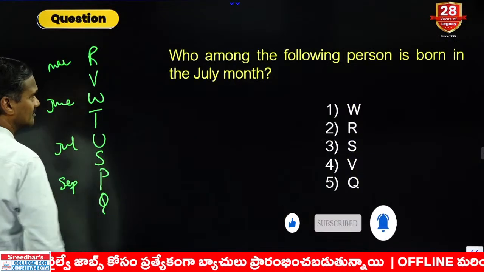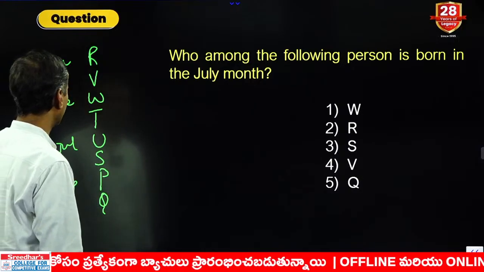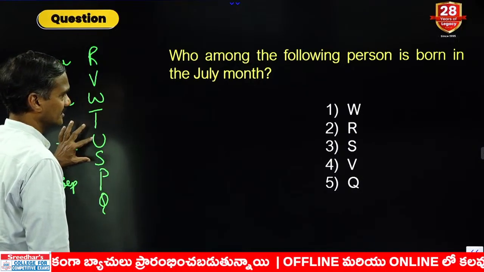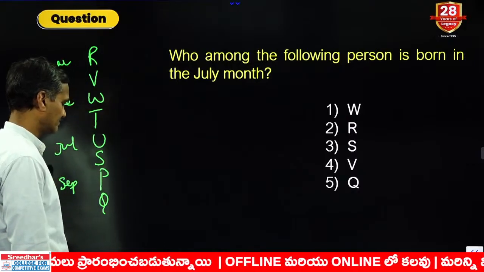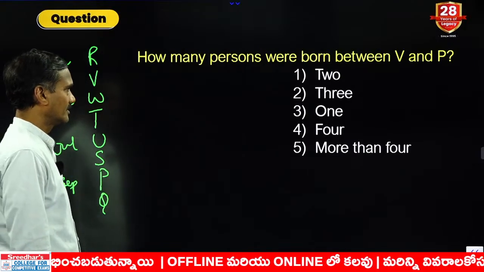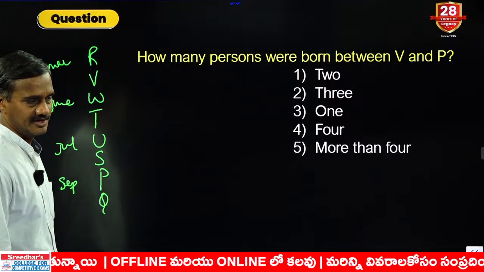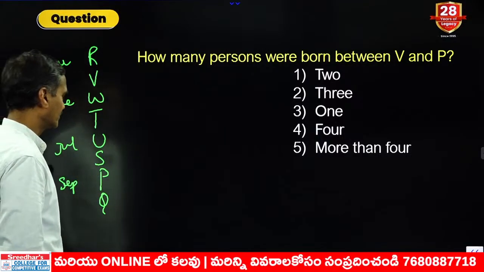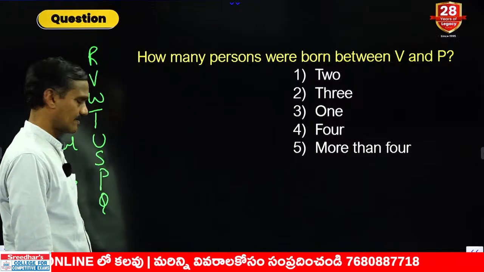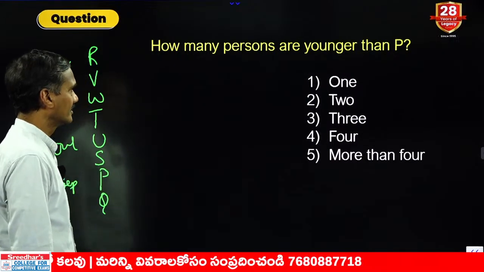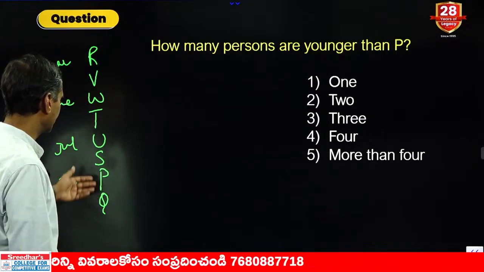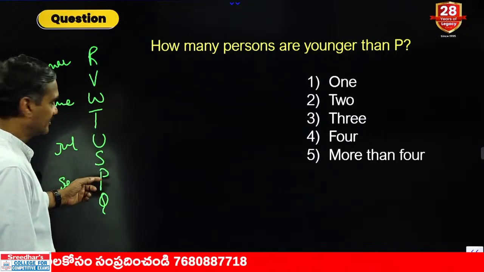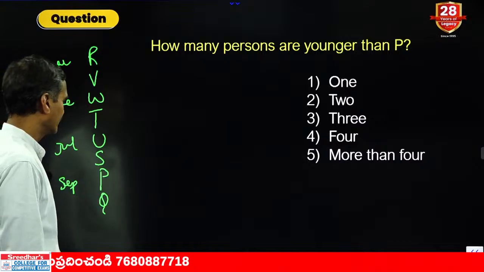Then next, coming to this one: who among the following was born in the month of July? U and S, out of which S is given in choice 3. And how many people were born between V and P? Yes, how many in between V and P? 1, 2, 3, 4. 4, that is choice 4, question number 12. And how many persons are younger than P? That means how many persons were born after this P? There is only one, that is choice 1.